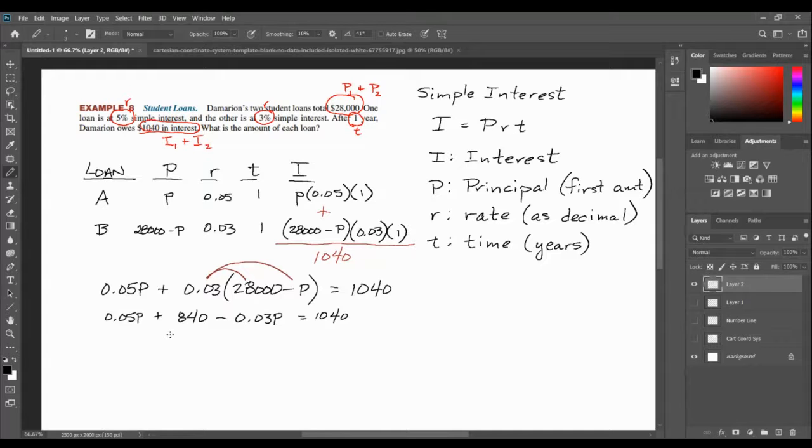Okay, so now I'll subtract 840 from both sides. Combine my like terms, and I've got a couple of those with the same variable and the same exponent. 0.05 minus 0.03 is 0.02. 1040 minus 840 is 200. Now I'll divide both sides by 0.02.